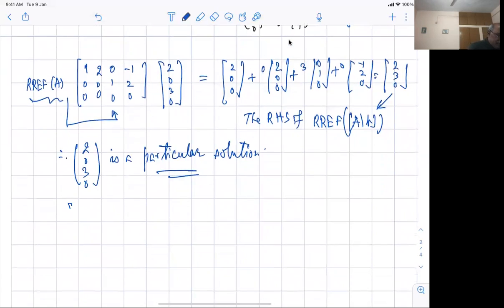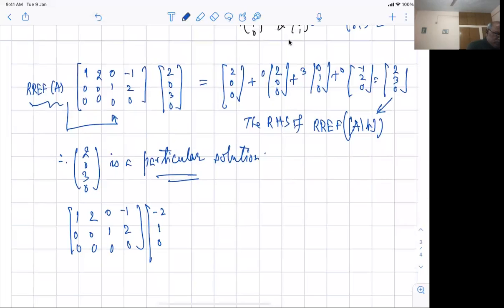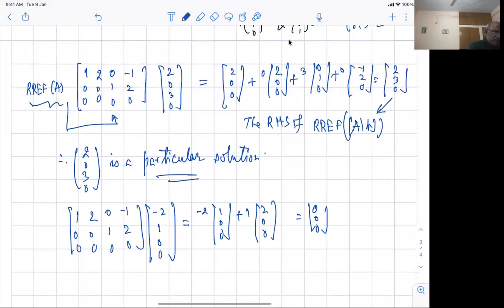So our matrix is 1 0 0 2 0 0 0 1 0 -1 2 0. Let's multiply this with -2 1 0 0. This part tells me that it is -2 times the first column plus 1 times the second, and the rest are 0. Therefore I get 0 0 0. You can verify that this is 0 0 0.